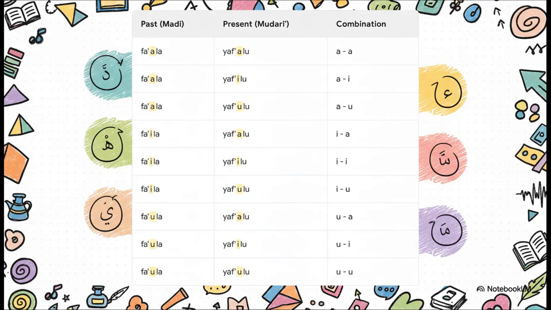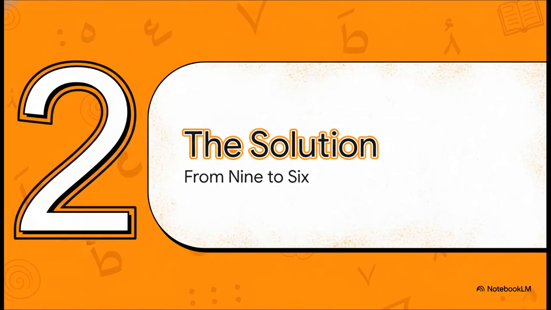So if you do the math, 3 past tense options times 3 present tense options, you get 9 theoretical combinations. This table right here, this is the chaos. This is why it feels so confusing as a student. A verb starting with an A in the past could, in theory, switch to an A, an I, or a U in the present. It's no wonder it feels like a total guessing game. But here is where it all gets so much better.